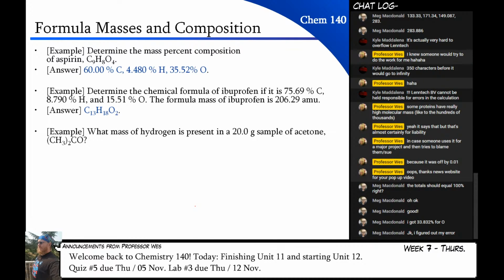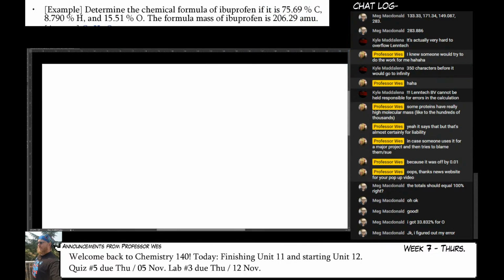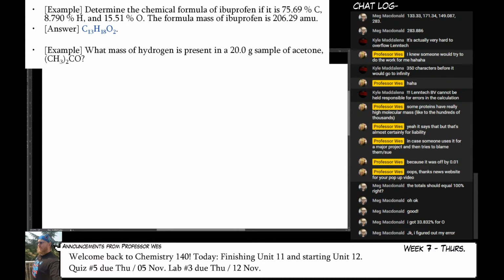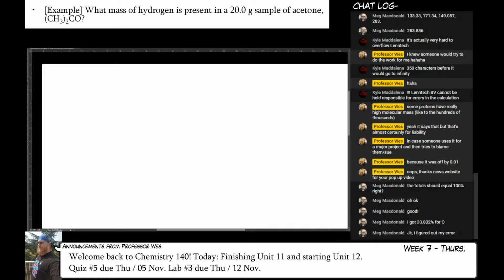All right. Here's another type of question that I can ask you along these same lines. And you're going to notice that there's a wide variety of question types, but they all use this formula. So you've got to know how to manipulate this formula to get what you want out of it. What mass of hydrogen is in 20 grams of acetone? Here's the formula of acetone. There we go.